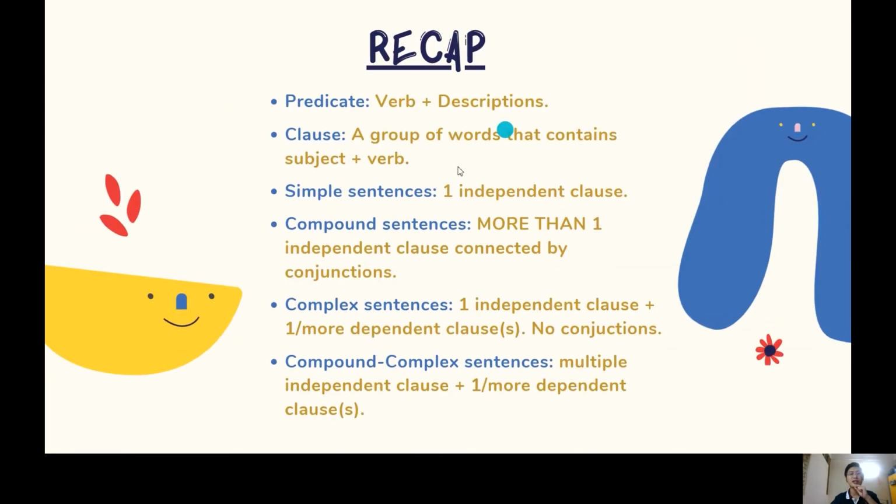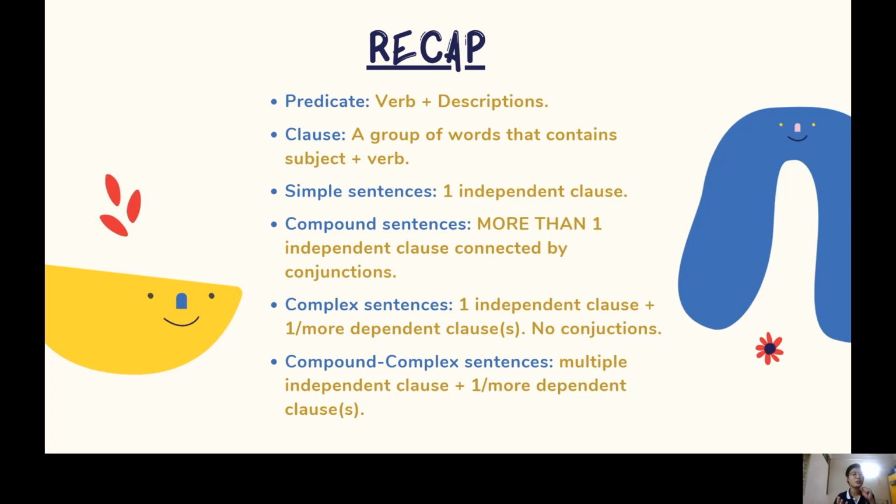So before we end the session for today, let us do a really quick recap on what we have learned today. Today we have learned what predicates are, basically verb plus descriptions, what clauses are, which are basically a group of words with subject plus verb, and there can always be something else after the verb. And today we learned 4 types of sentences. One, simple sentences, very simple with just one independent clause. Compound sentences, which are basically the merging of 2 simple sentences, so you have more than one independent clause.